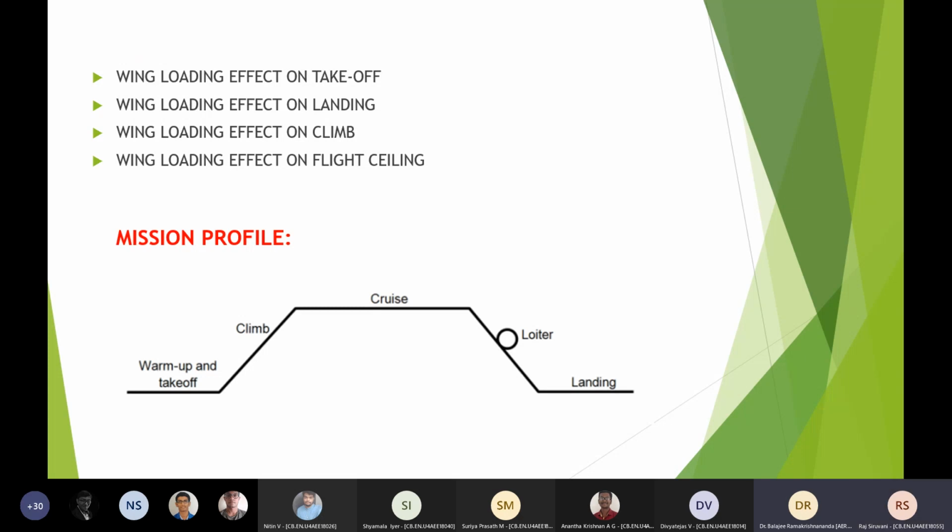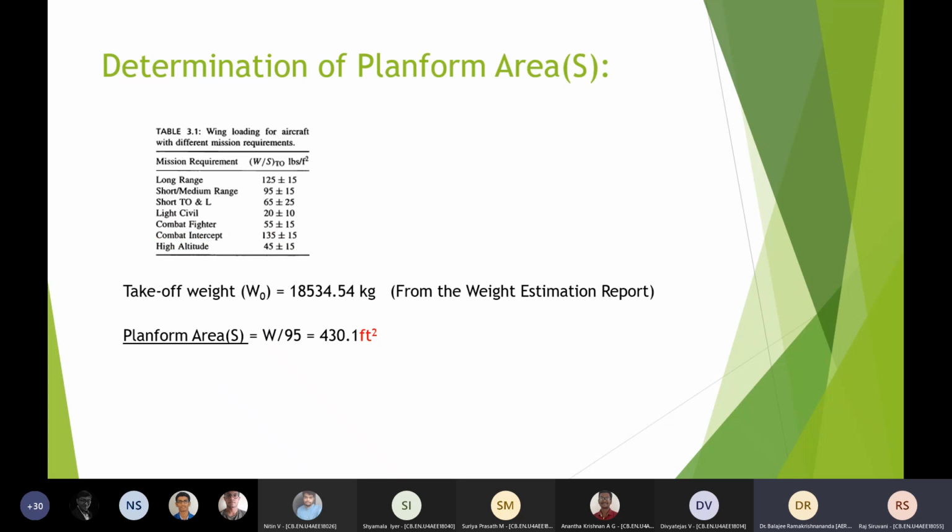So this was the mission profile of our aircraft that has to take off from Atlanta and land at Huntsville. So the first step would be the determination of the platform area. So using this table, and our aircraft falls in the short medium range, we have assumed the W by S ratio to be 95 from the table, and from activity one, we got the total takeoff weight to be 18,534 kg. No, this is not the way to do.